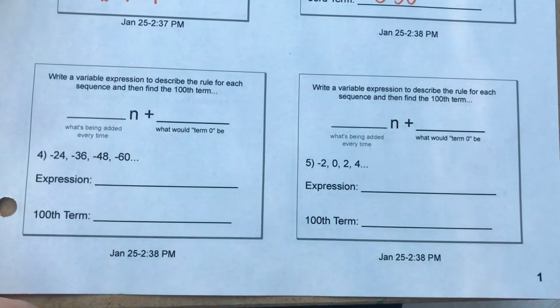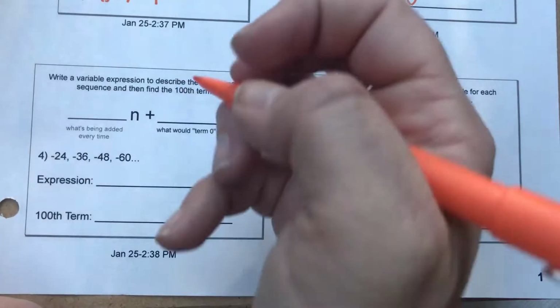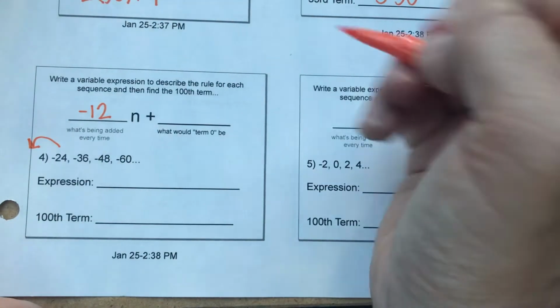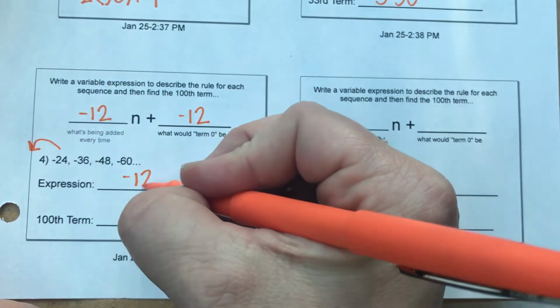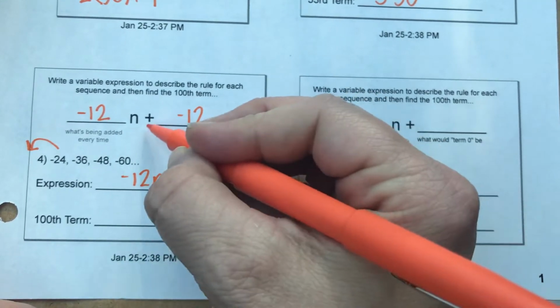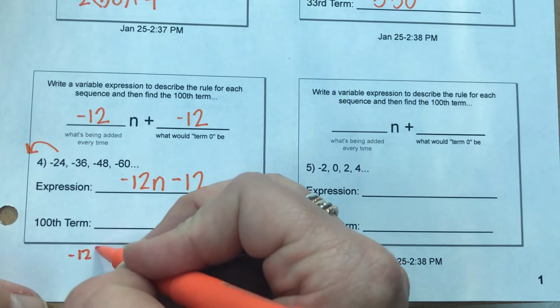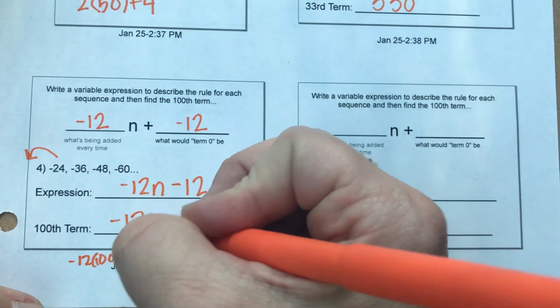Okay, and then on the bottom, it's going negative 24, negative 36, negative 48, negative 60. So when we're trying to figure out what's happening every time, think about what you did yesterday. You can subtract. Negative 36 minus negative 24, it's going down 12. And if I were to back it up, what would come first? Negative 12. So the expression is negative 12n minus 12, or you could write it as plus negative. It means the same thing. And so the 100th term would be negative 12 times 100, which is negative 1200 minus 12, negative 1212.